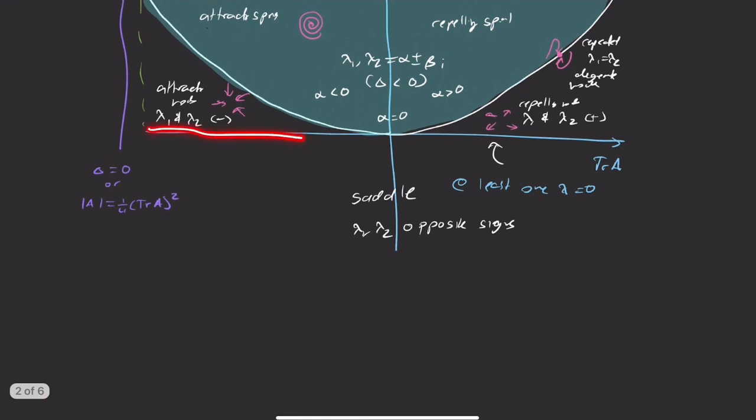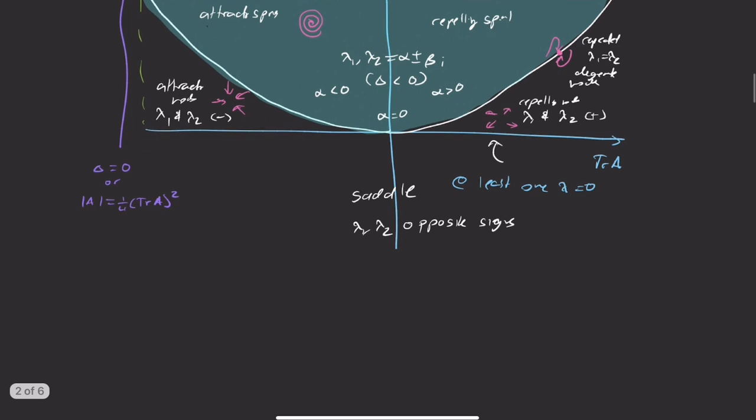This entire axis is given by all the traces where at least one of your eigenvalues is 0. And then below this trace axis, you'll have a saddle where both of your eigenvalues have opposite signs.